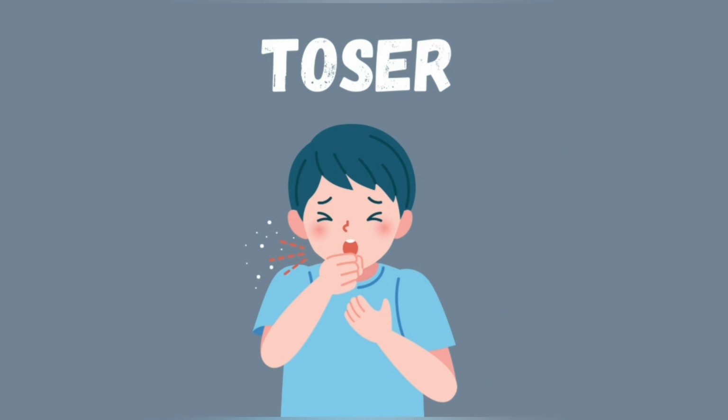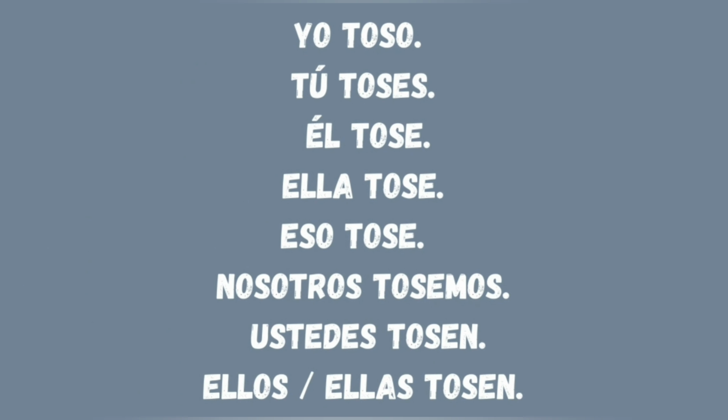Now we have this verb to cough. Okay, that means in Spanish, toser. And this is the way we're going to conjugate this verb toser in Spanish. Yo toso. Tú toses. Él tose. Ella tose. Eso tose. Nosotros tosemos. Ustedes tosen. Ellos o ellas tosen.